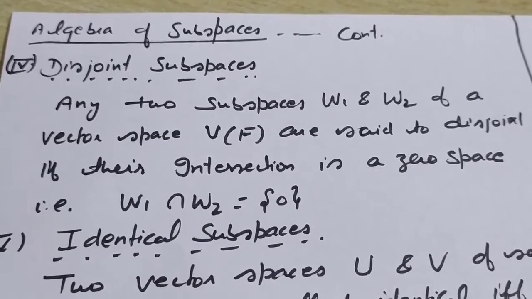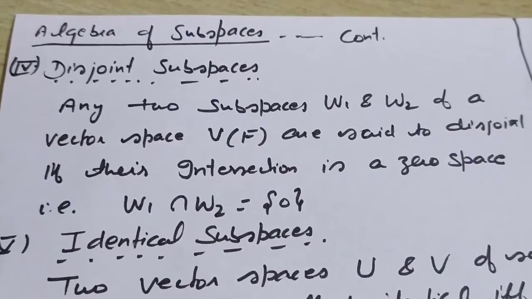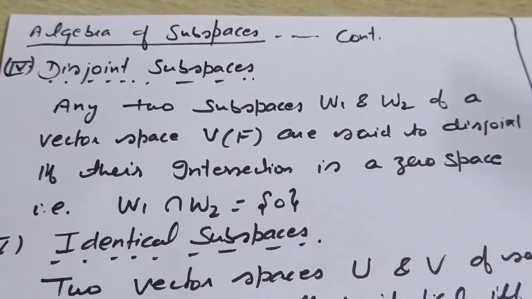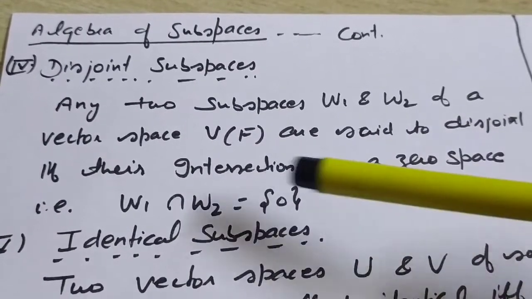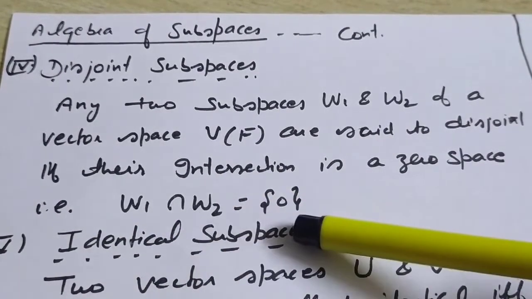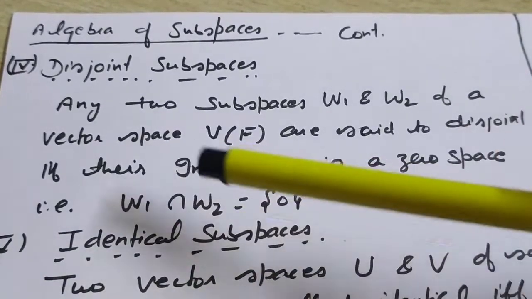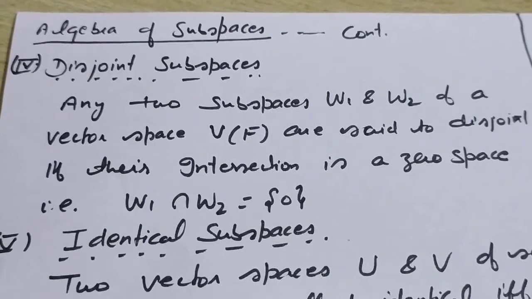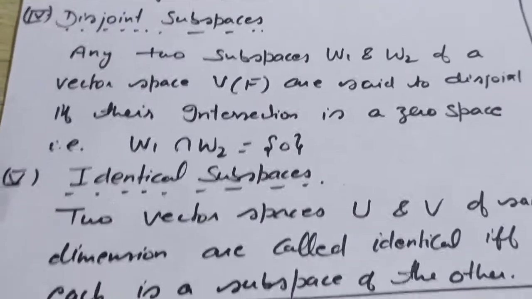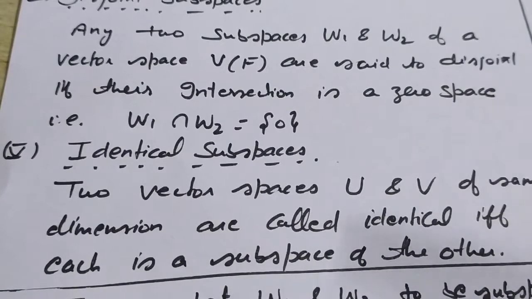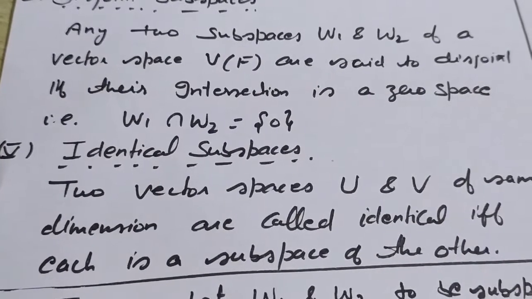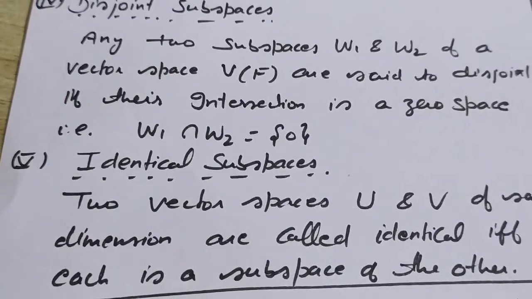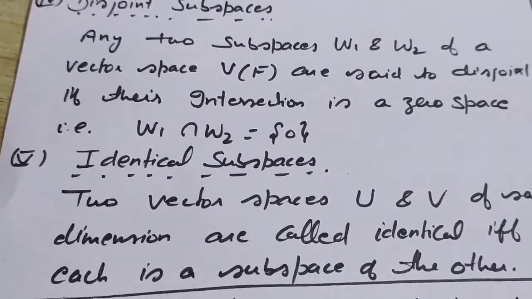As the name suggests, disjoint subspaces are those subspaces of a vector space which, when intersected, give only the zero space. That is, W1 and W2 on intersecting give the zero subspace. Then we say that W1 and W2 are disjoint subspaces. And identical subspaces: two subspaces U and V of the same dimension are called identical if and only if each is a subspace of the other. So these are two simple definitions of disjoint and identical subspaces, which are complementary to each other.